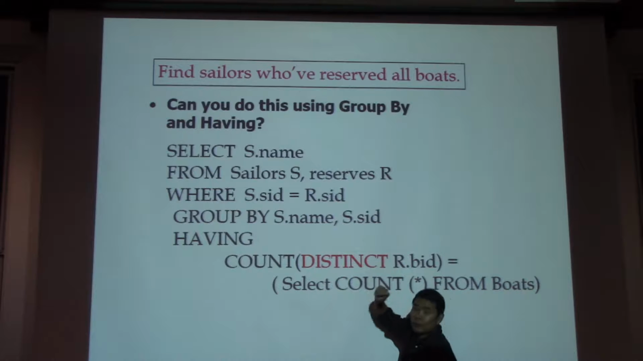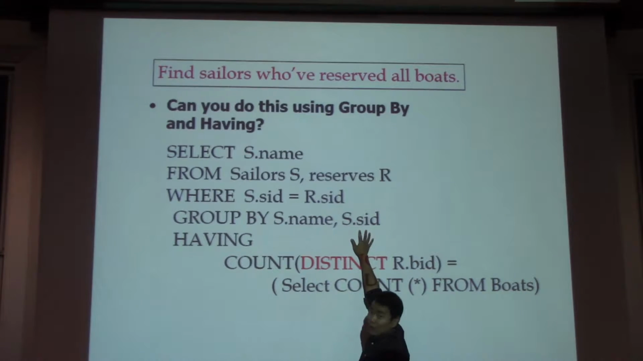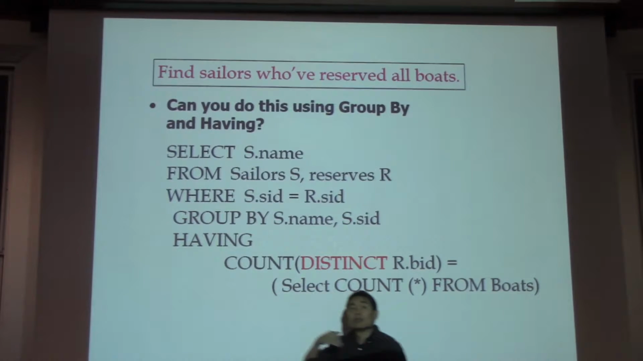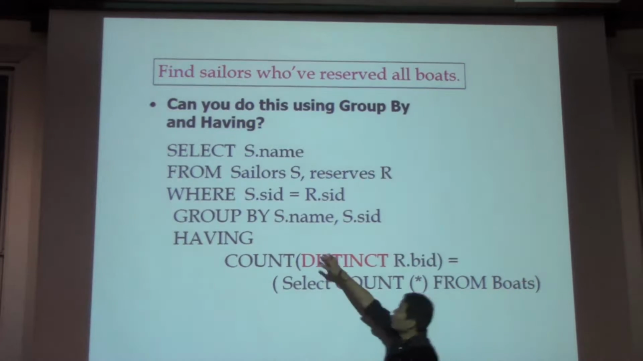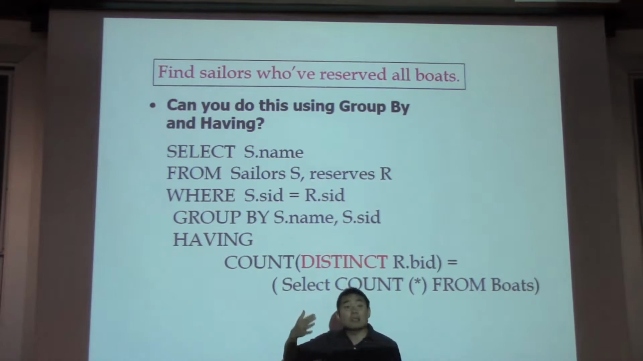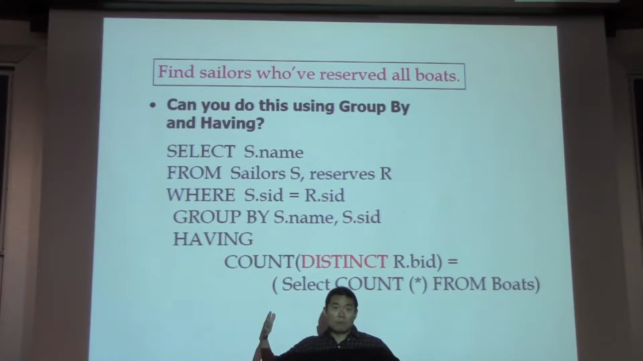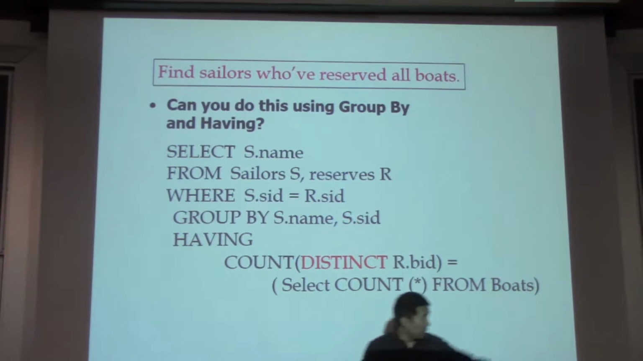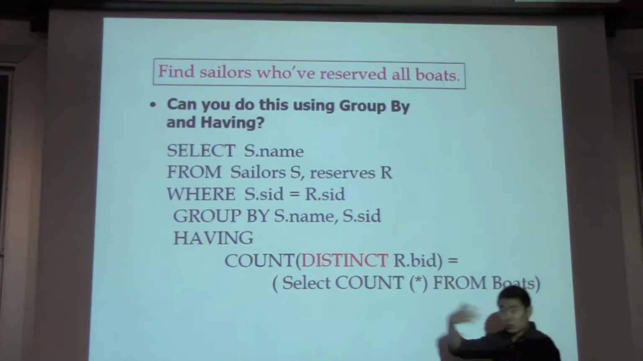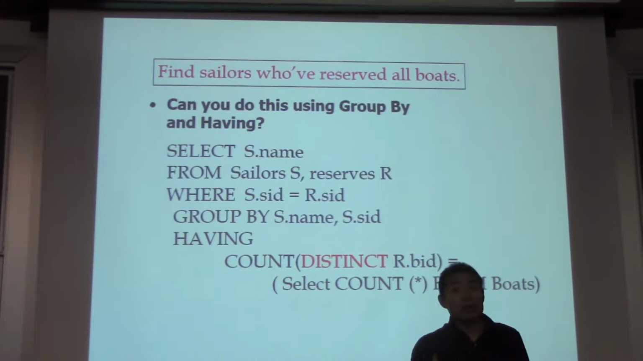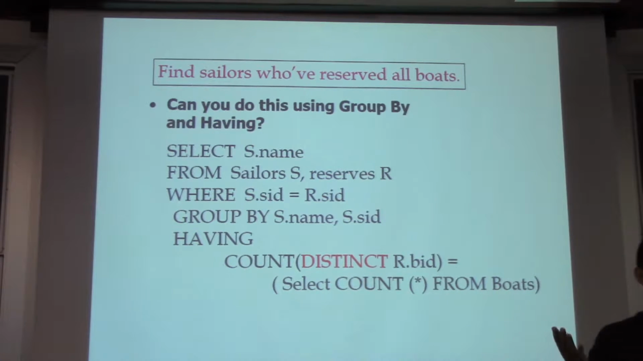You join sailor with reserve, and you group by the sailor name and sailor ID. Why do you want to group by both? Actually, it's not that hard to figure out. Grouping by sailor name and sailor ID is the same as group by sailor ID. They produce exactly the same groups. But why do we include this in the grouping list? For the reason I just explained, you want to make sure the name attribute can be used in the final projection list. So it's really just for technicality. We include this as part of the grouping attribute. It doesn't really affect how you do the partition.